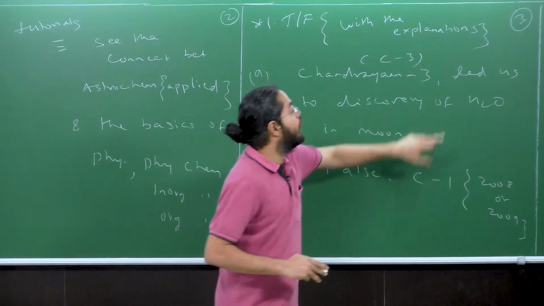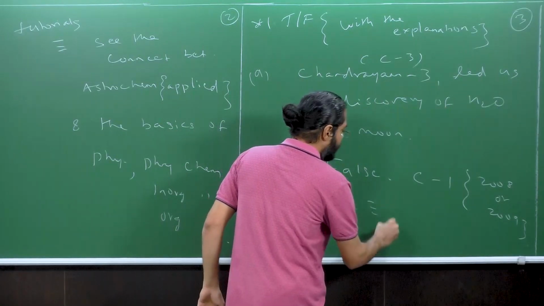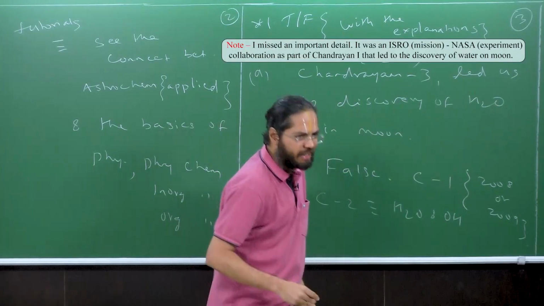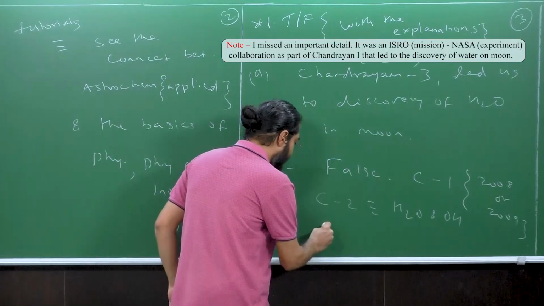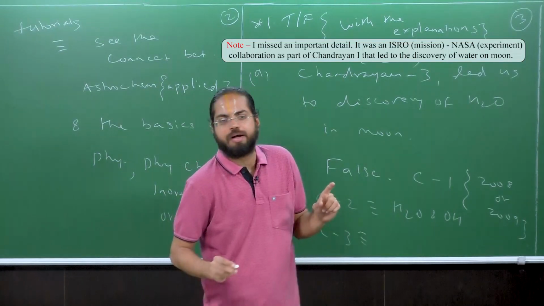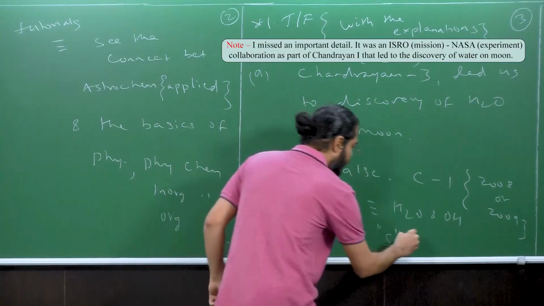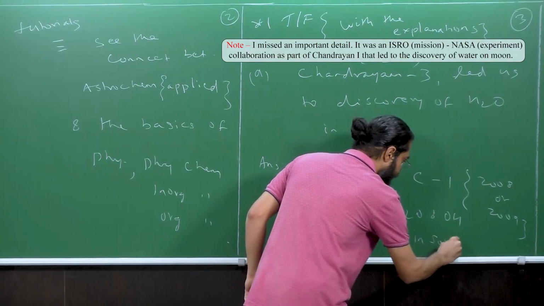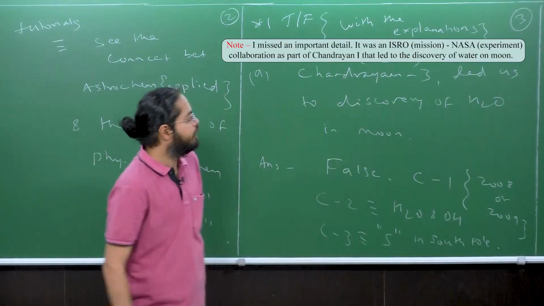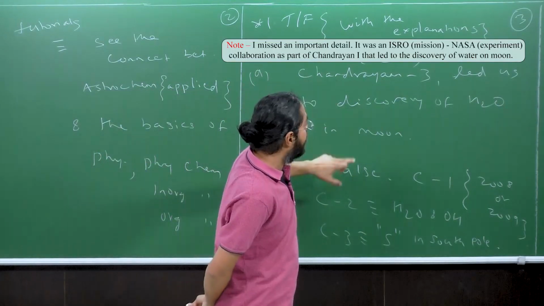It was Chandrayaan 1 that led to the discovery of water. And in C2, we had the discovery of water and some hydroxyl radical, I believe. And in Chandrayaan 3, if I'm correct, we had noticed the discovery of sulfur-containing species, sulfur in the south pole of the moon, of course. So it is not Chandrayaan 3, but Chandrayaan 1 itself.